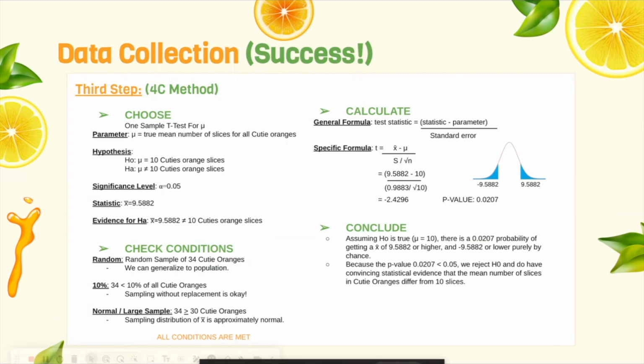Next, we check the conditions. We got a random sample of 34 Cutie oranges using cluster sampling, so we can generalize to the population. 34 is less than 10% of all Cutie oranges, so sampling without replacement is okay, and 34 is greater than 30, so the sampling distribution of the sample mean is approximately normal. So all the conditions are met.